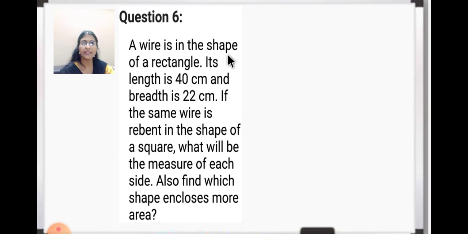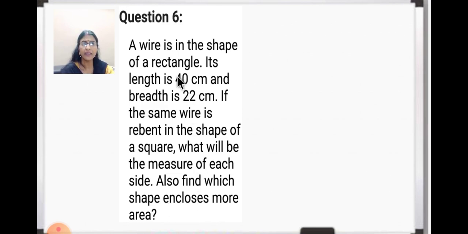A wire is in the shape of a rectangle. Its length is 40 centimeter and breadth is 22 centimeter. If the same wire is rebent in the shape of a square, what will be the measure of each side? Also find which shape encloses more area.